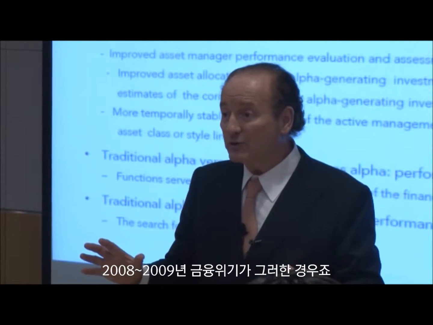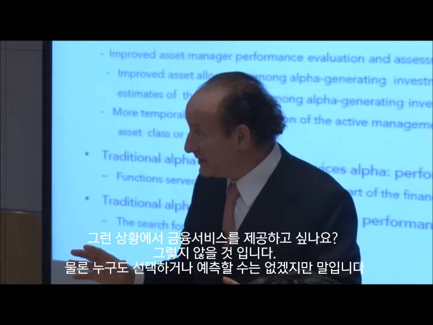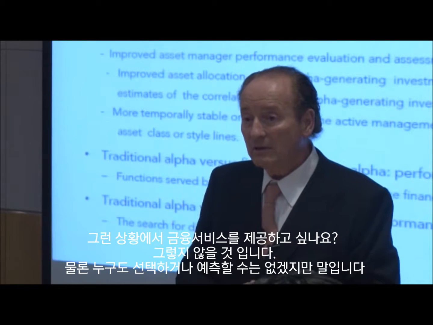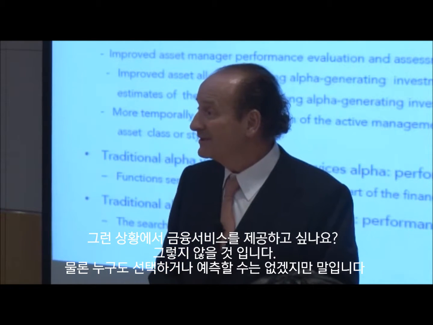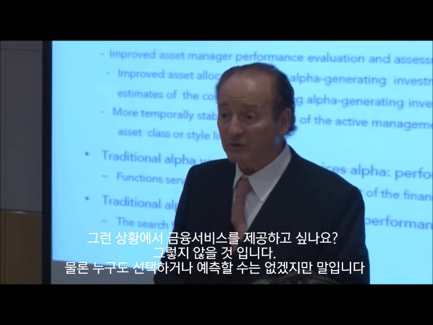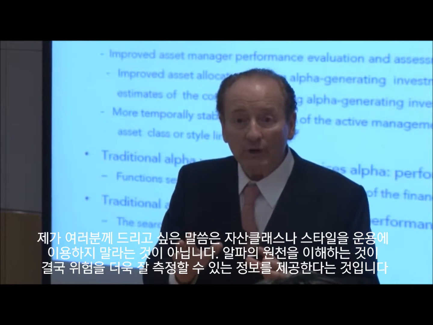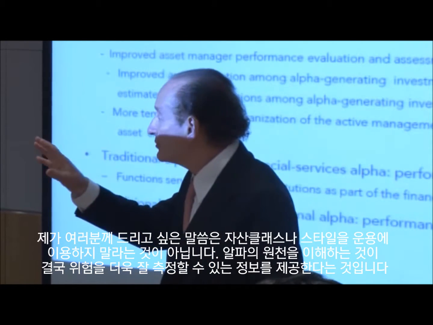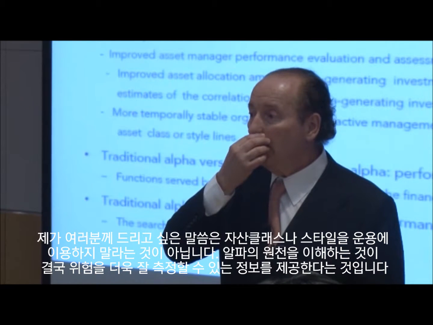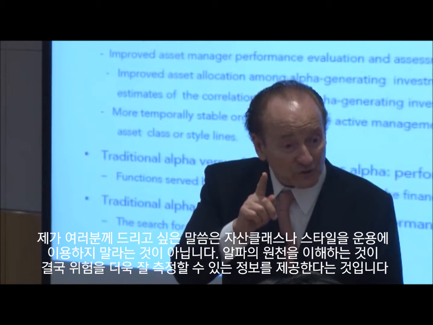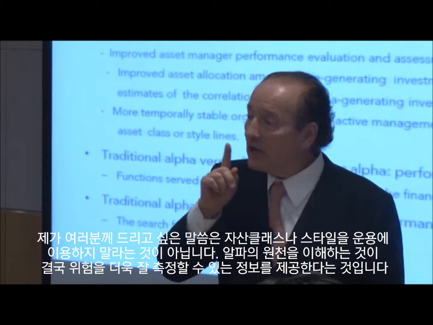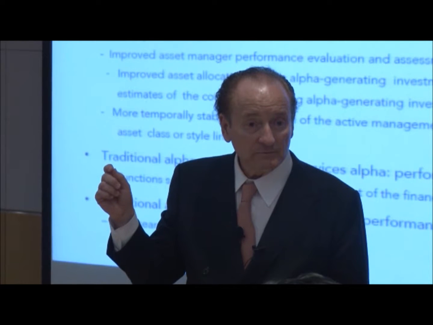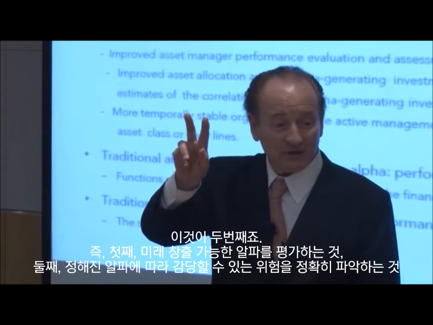Obvious place would be 2008, 2009. Would you want to be in the financial service business intermediating? I don't think so. But of course, you don't get to choose, because nobody can forecast that until it's too late. So what I'm pointing out to you is not that you shouldn't use the asset class, not that you shouldn't use style as a way of looking at it. But I'm trying to show you that understanding the source gives you material additional information to better assess the risk. That's the bottom line.